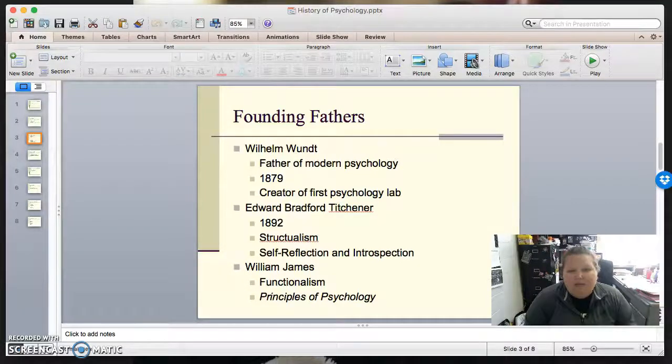We then have Edward Bradford Titchener, who was a student of Wundt's and expanded upon his ideas. In 1892, he came up with the idea of what's called structuralism, or looking at the thoughts that we have and what roles they play. A lot of this came from self-reflection and introspection. Introspection was the idea that you looked within yourself. When you were trying to understand why you behave certain ways, you were looking within yourself and trying to explain your own behaviors to other people.